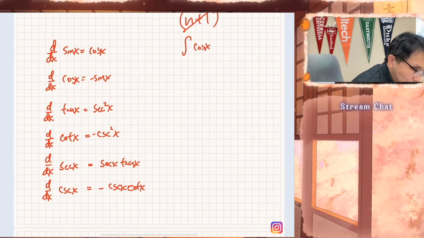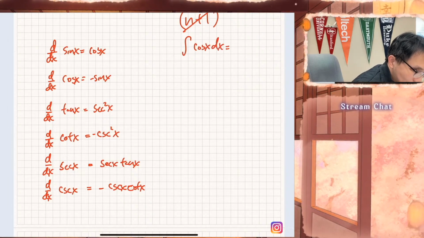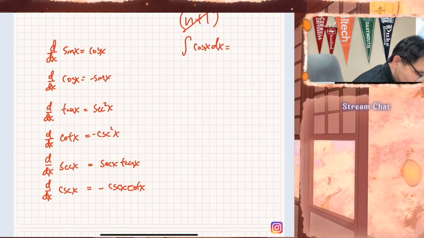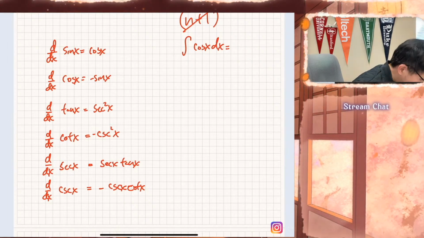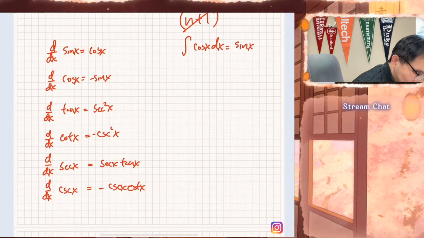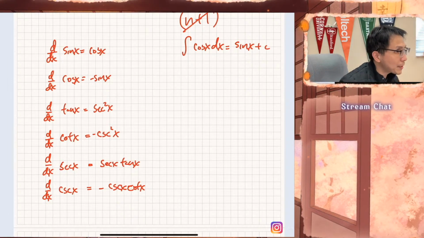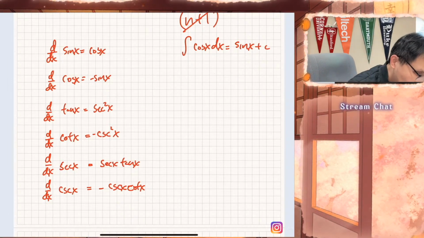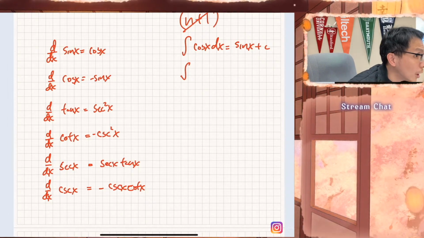So the integral of cosine of x dx is what? Negative sine x? No, wait, it's just sine x, because the derivative of sine is cosine. Okay, so integration of sine.